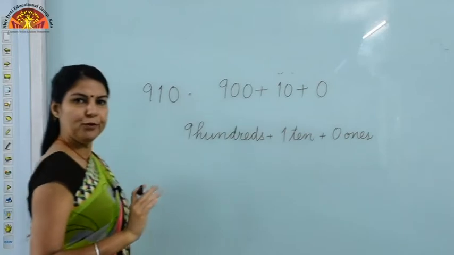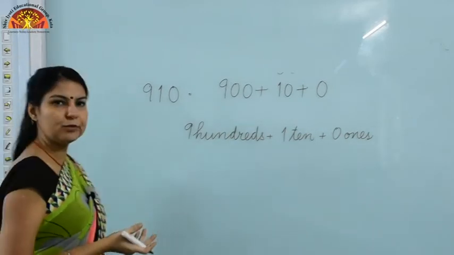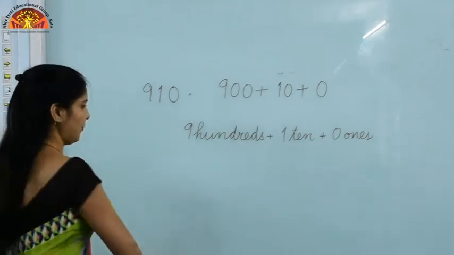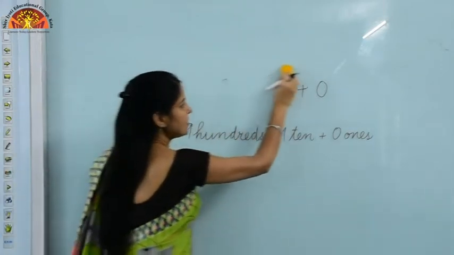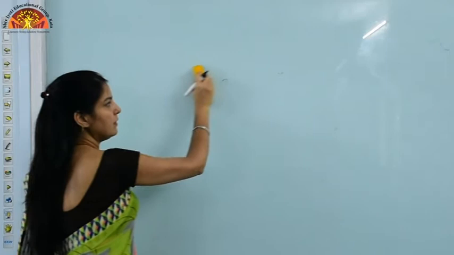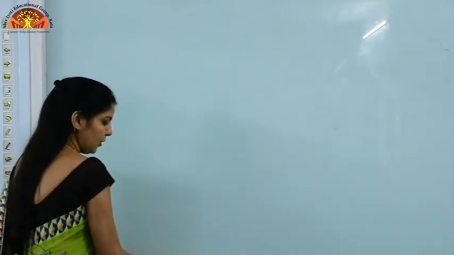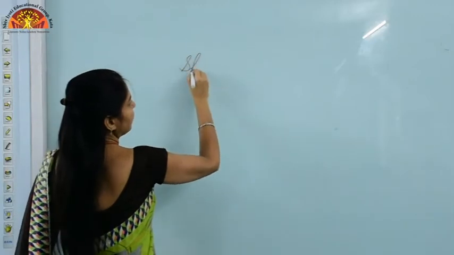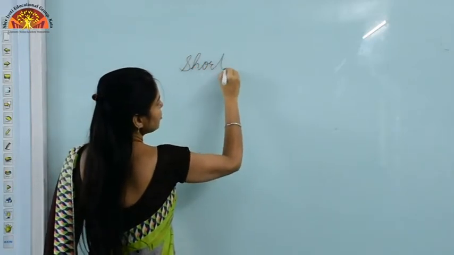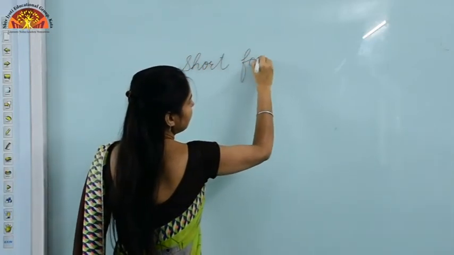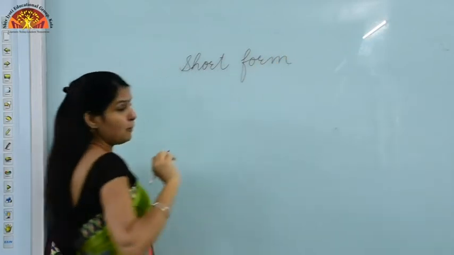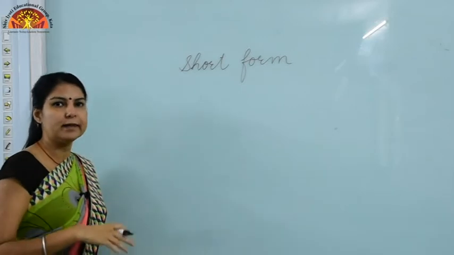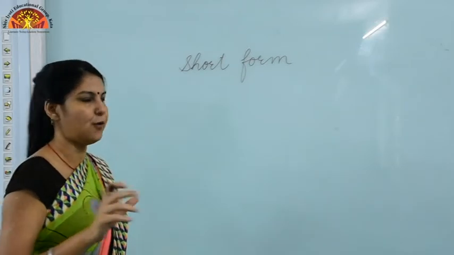Now I hope you have understood how you can find the place values and how you can write this in expanded form. Now we will see how we can write numbers in short form. Short form is the number itself. Short form means the number is given in expanded form and you have to write that number in short form.